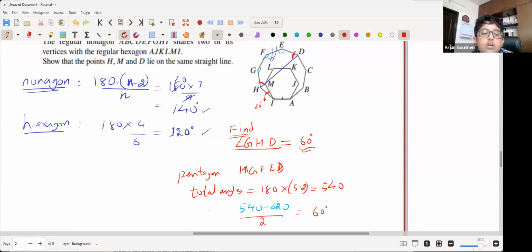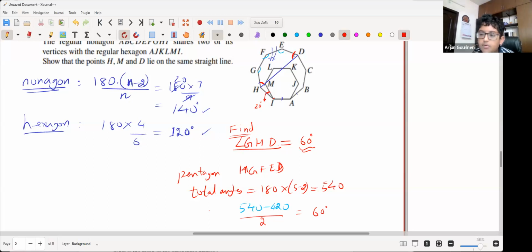So basically, the interior angle of a nonagon is 140 degrees. And what Sukrit did is he joined point H and D with a straight line. And he just forgot that the hexagon was there. So when you join H and D, you notice that HGFED is a pentagon.